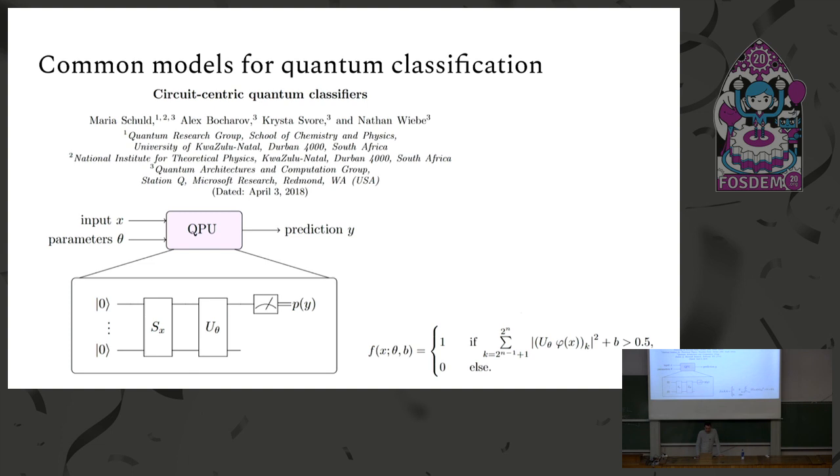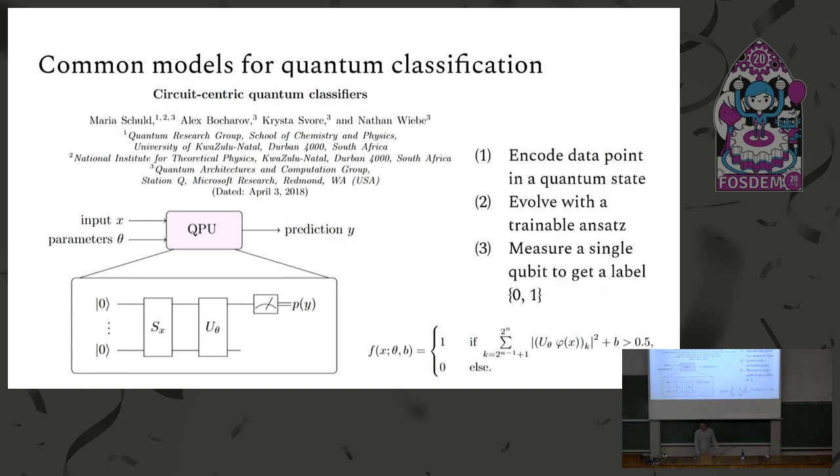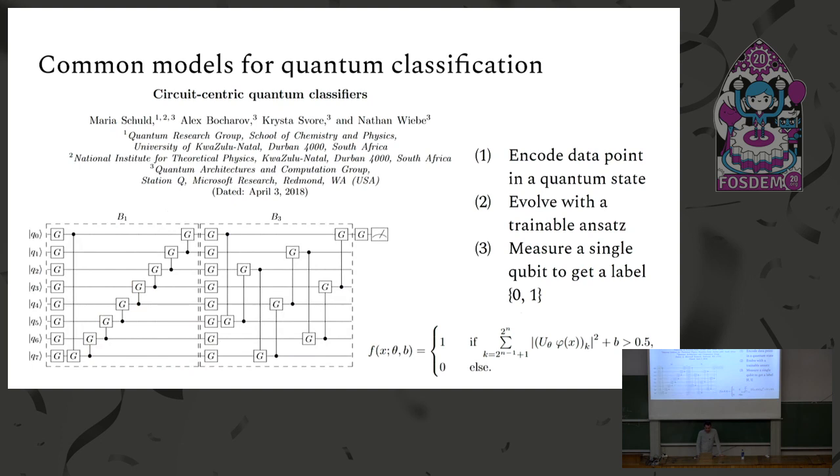So here again, the quantum circuit is essentially the same, and here in the lower right, they write down their equation for getting the classification, which is very similar to ours on the previous slide, except they add a bias here as well, and that's just something that you can do. And again, it's these three points.